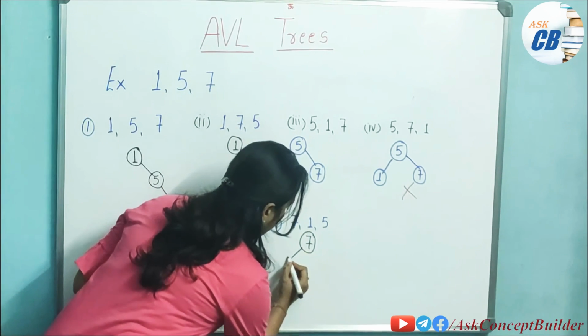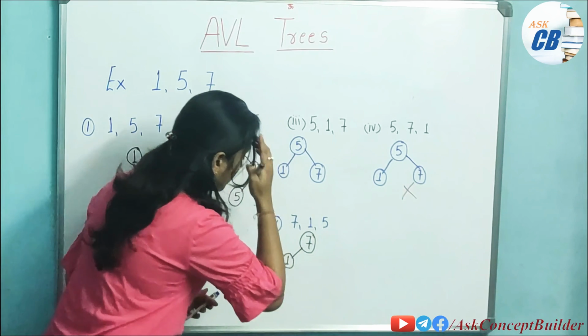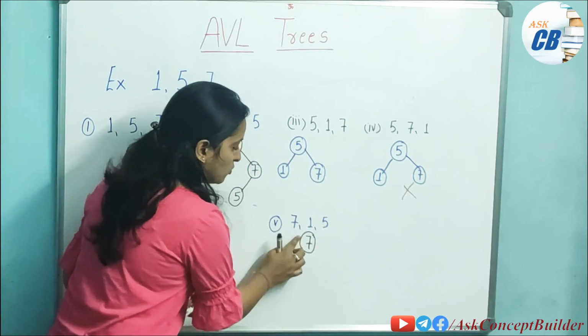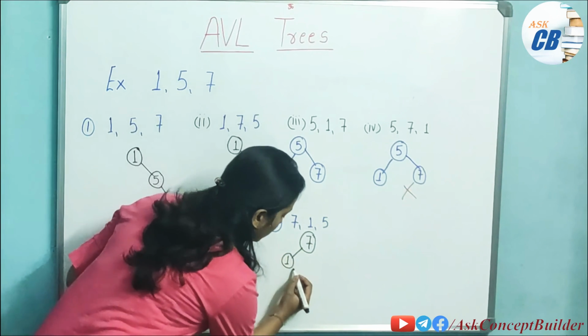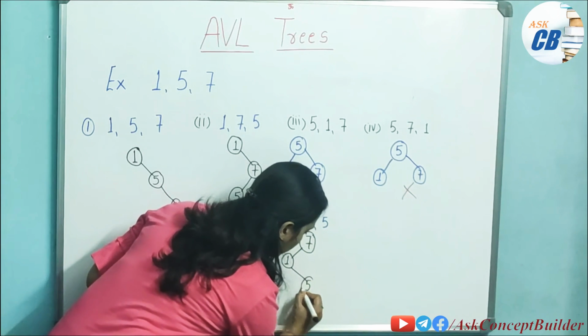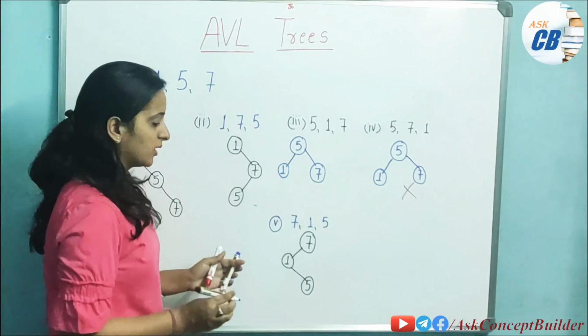So it will come on the left of 7. Okay. Now see again 5. 5 is smaller than 7, but it is greater than your 1. So it will come to the right of 1. Okay. One possibility is this, again different.